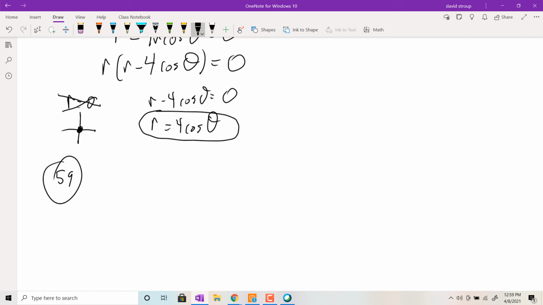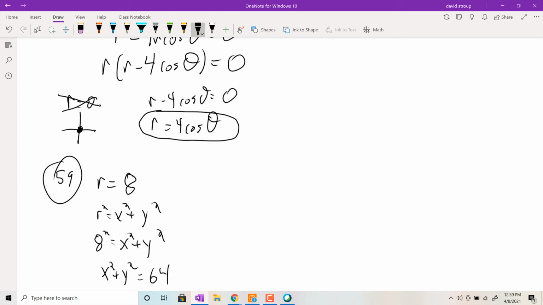Okay. Going in the other direction then, let's say this is the easiest one in the universe, r equals 8. And use the formula r squared equals x squared plus y squared, right? And so in this case, we'll have 8 squared equals x squared plus y squared. And then x squared plus y squared will be 64. In other words, it's a circle with radius 8.